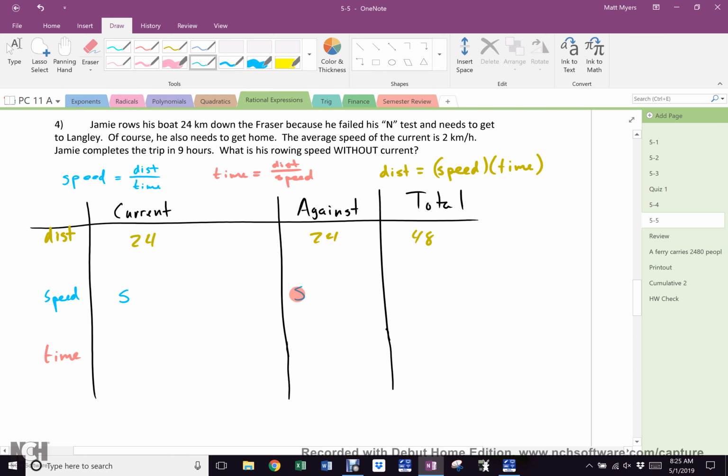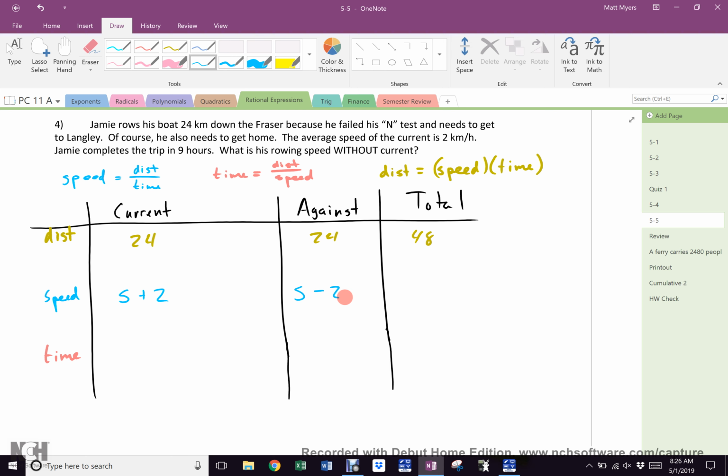Speed, speed. Now, when the current is helping him, what is happening to his speed? Is it getting faster or slower? Faster. So what math makes something bigger? Plus 2. What's happening when the current is against him? So what math is slowing him down? Minus 2.